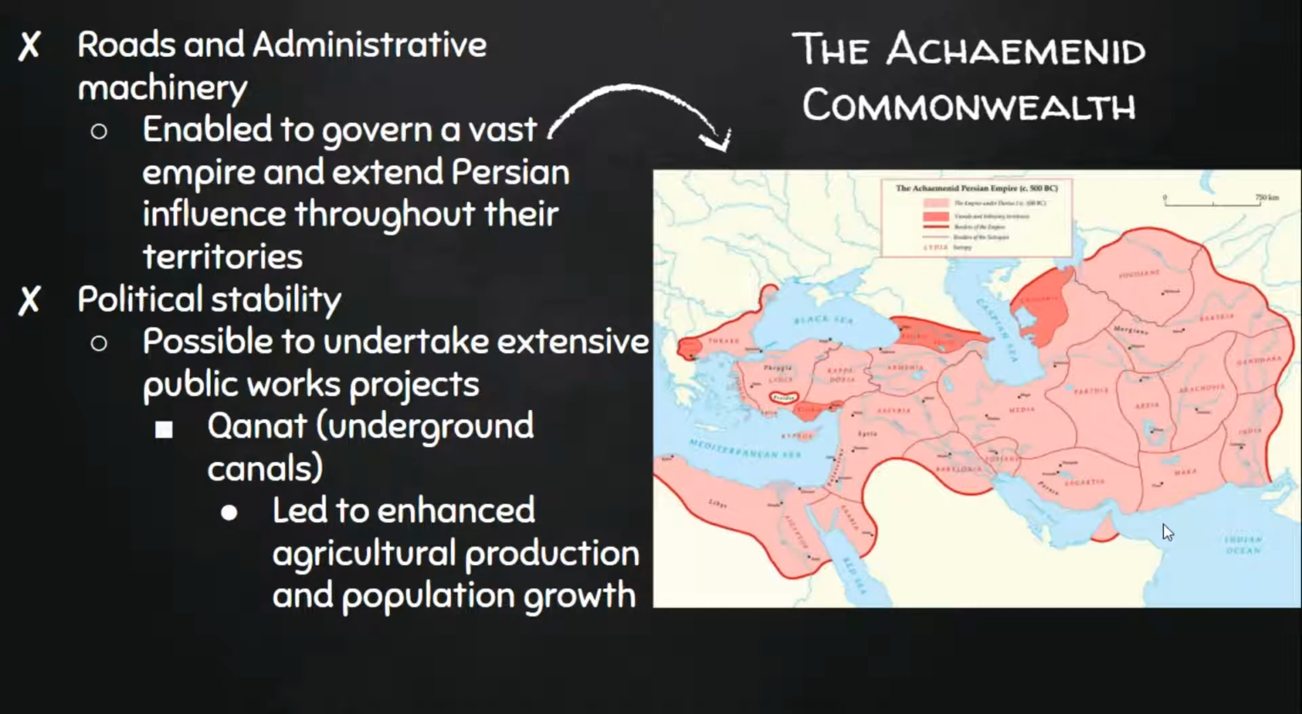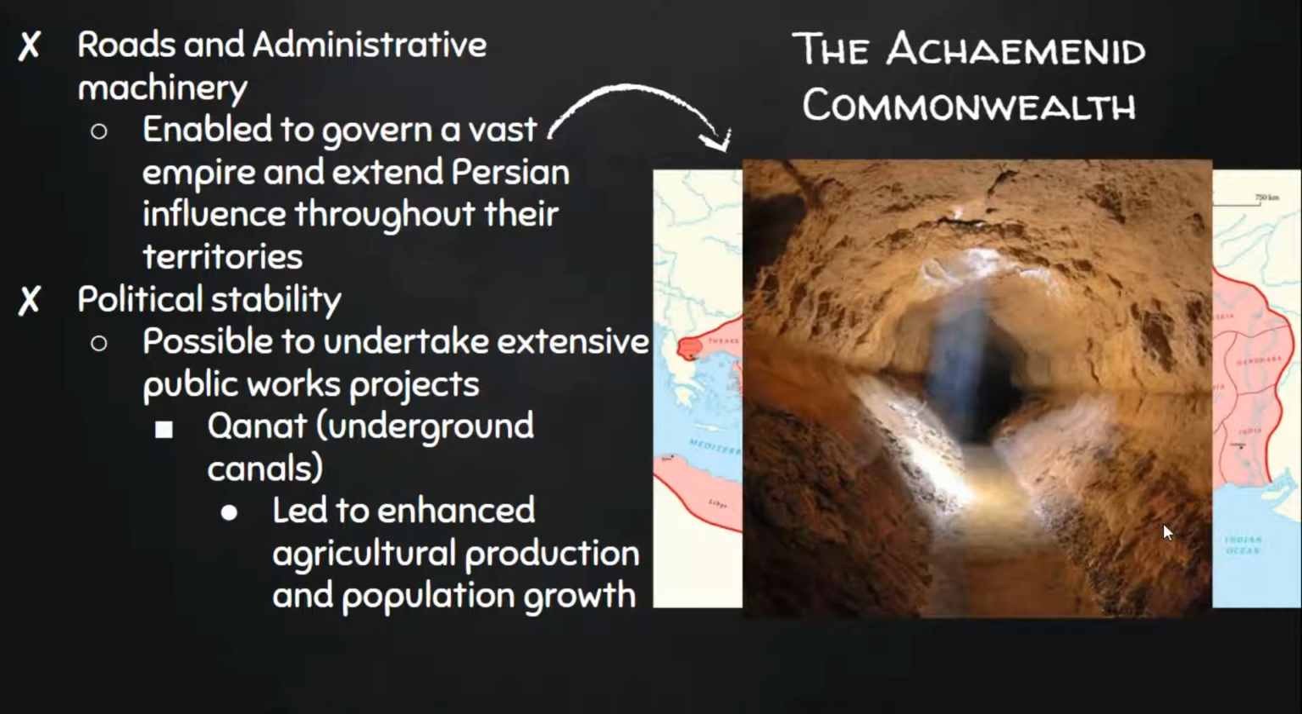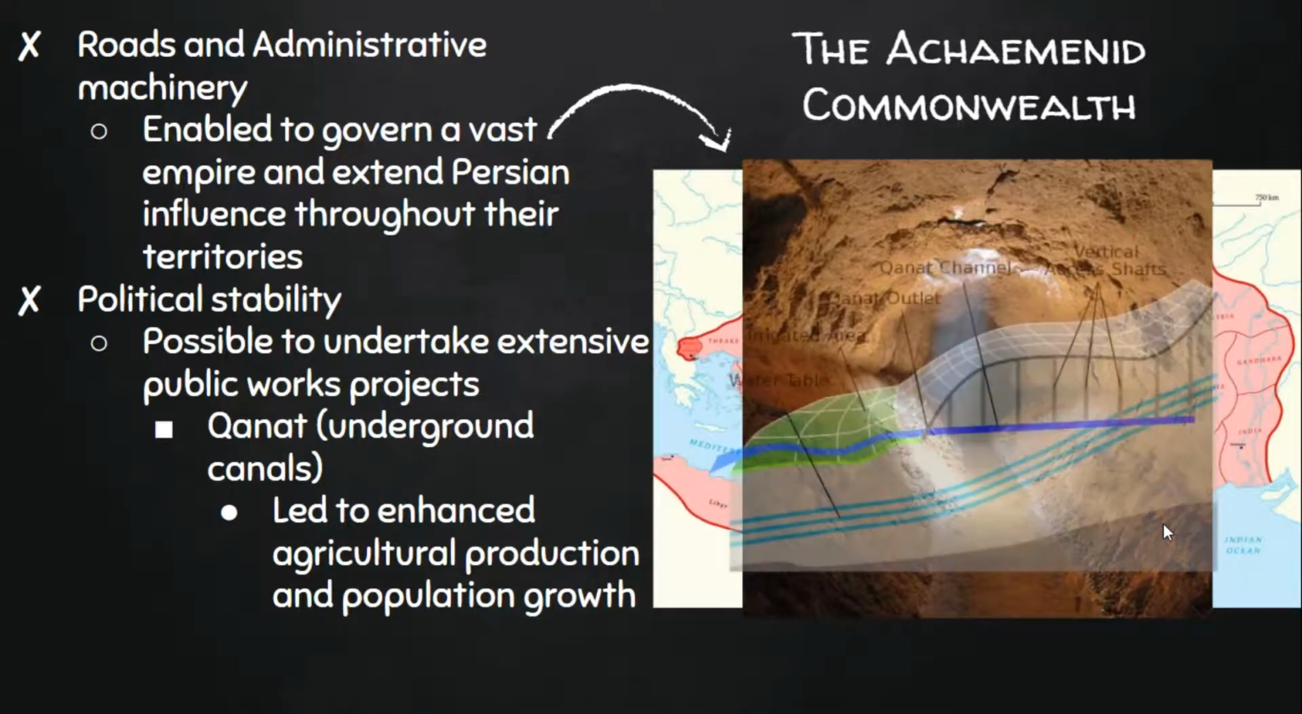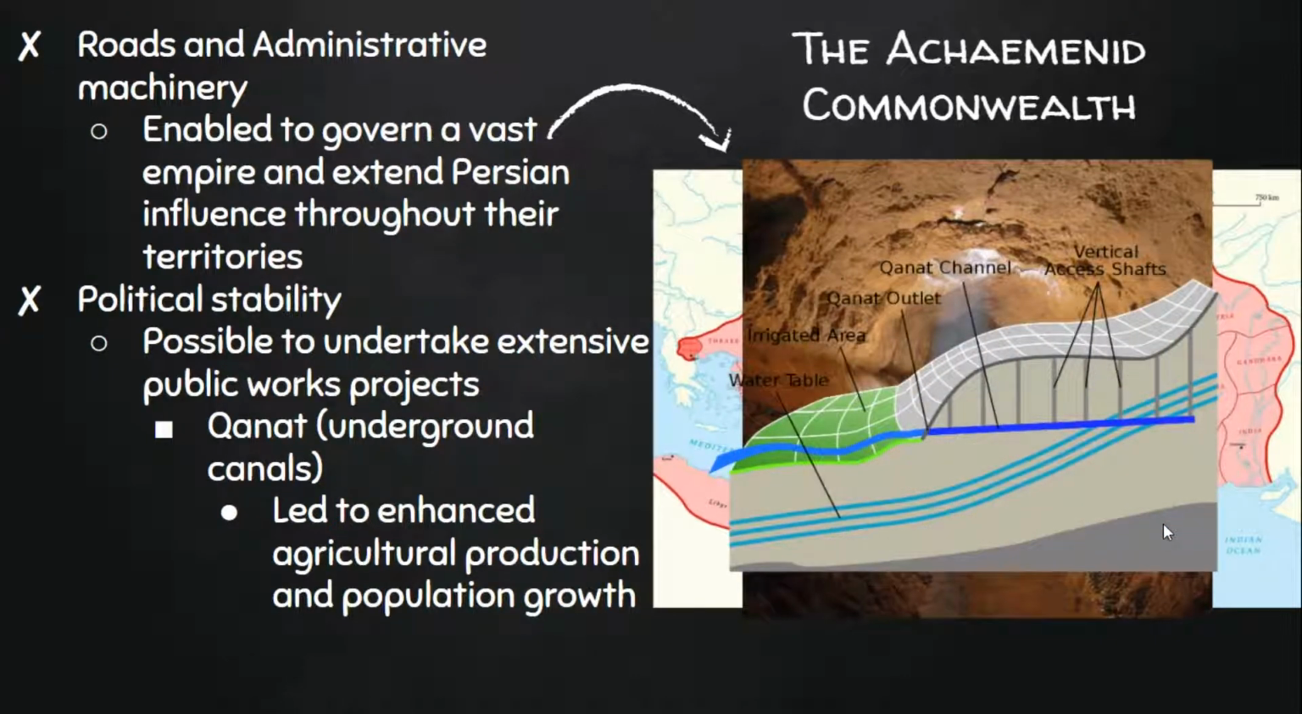Another aspect of this that we need to look at is the political stability. It was possible to undertake the extensive public works projects of this ginormous empire because the political realm was pretty good during this time. An example of a public works project that was undergoing is qanat, I believe that's how you pronounce that, or underground canals that look like this right here. And this led to enhanced agricultural production. More food equals more population growth.